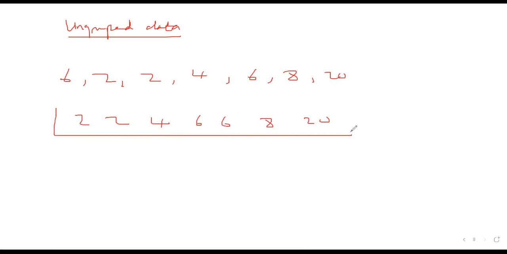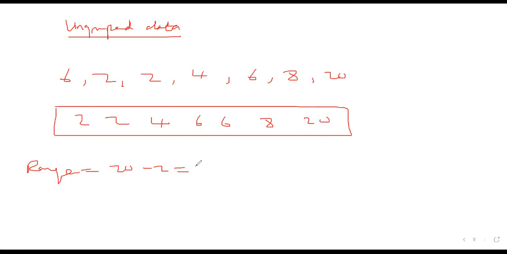So here we're able to identify the range. The range is the difference between the highest number and the smallest number. So 20 minus 2 is equal to 18. The mode is the most frequent number. So the numbers that are appearing the most in this case are 2 and 6. It's bimodal. All right. These are the easiest to identify.